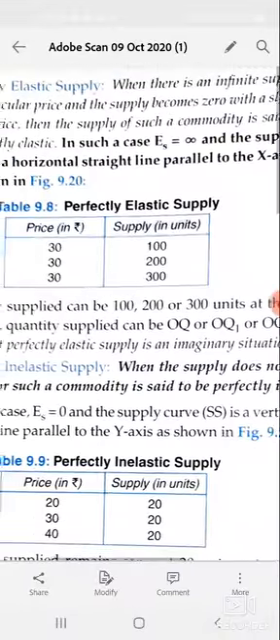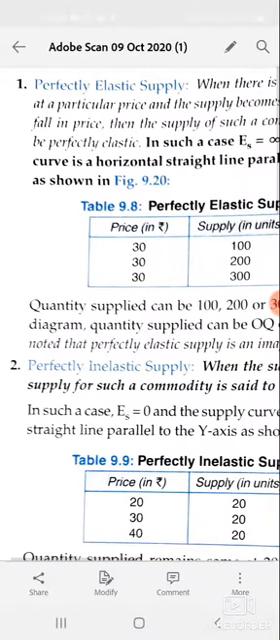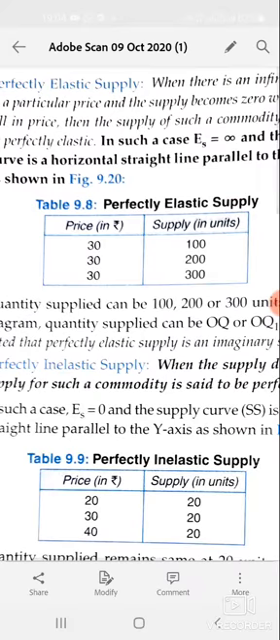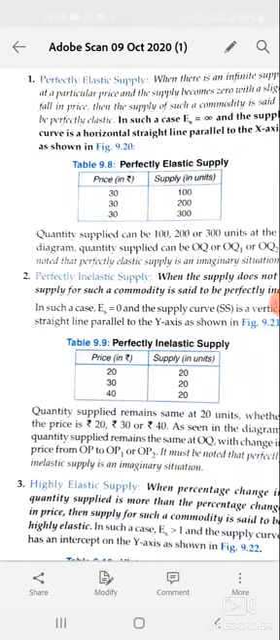First, perfectly elastic supply. It simply means that Es is equal to infinity. Es here means elasticity of supply. Infinity we can obtain when 3 is divided by 0. 3 upon 0 is infinity, remember, and 0 upon 3 is equal to 0.